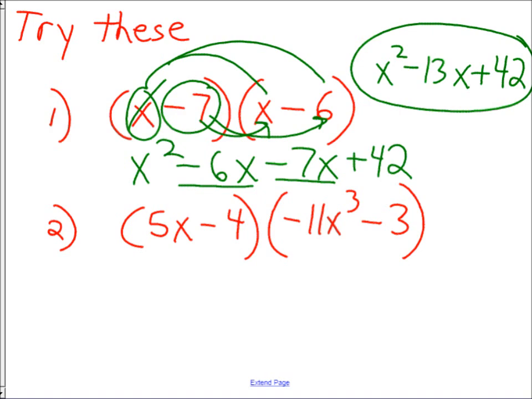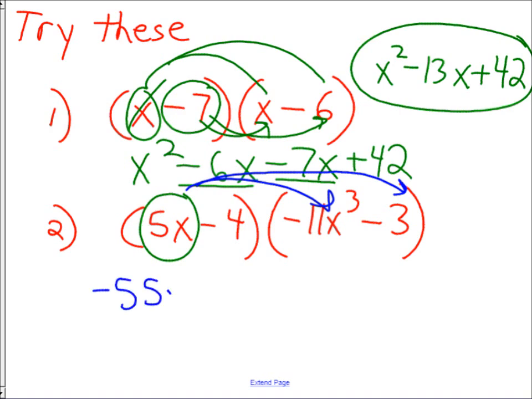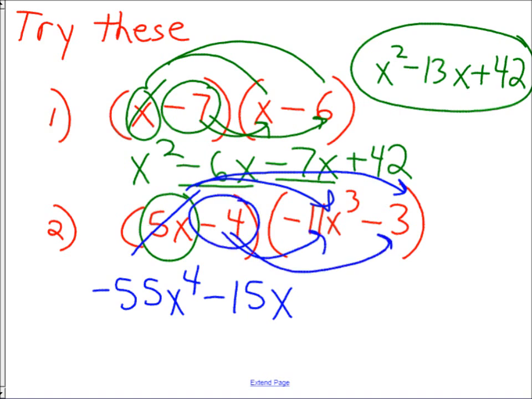And for the second problem, again, we're going to do it the same way. So I'll take 5x, and let me use a different color here. We'll multiply it to each one of the terms over here in the second polynomial. 5x times negative 11x to the third will be negative 55x to the fourth. 5x times a negative 3 will be negative 15x. Now we'll take the negative 4 and multiply it to each of the terms of the second polynomial. So negative 4 times negative 11x to the third will be positive 44x to the third. And then negative 4 times a negative 3 will be positive 12.